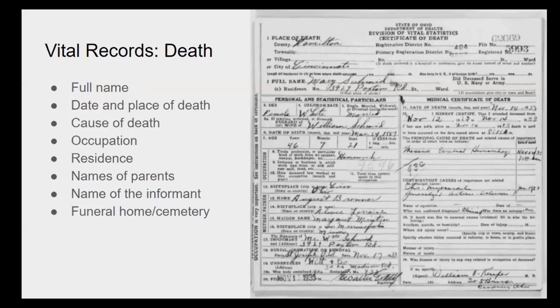So in this case, the death certificate is for Mary Schmid, and the record gives a lot of good information. Her date of death is recorded as November 14th, 1933. She died at the age of 46. It lists her residence and the names of her parents, August Bronner and Margaret Minton, and the cause of death was recorded as a massive cerebral hemorrhage. The certificate also mentions that she's buried at Old St. Joseph Cemetery in Cincinnati. So now that I have that information, I might want to pursue cemetery records as well.